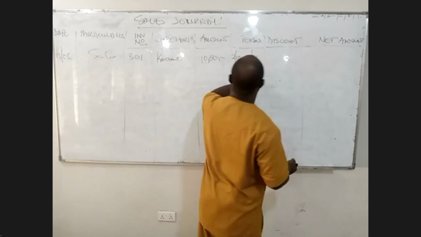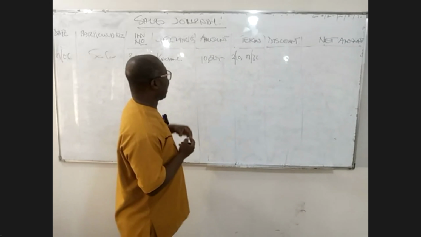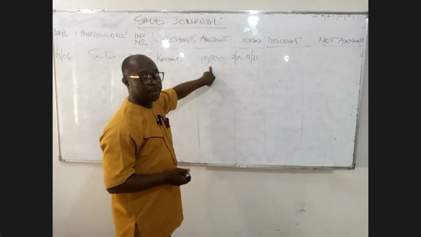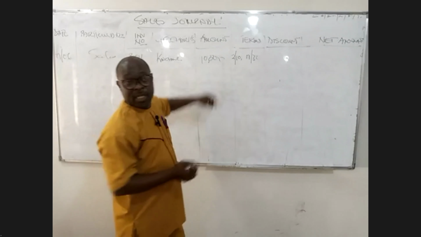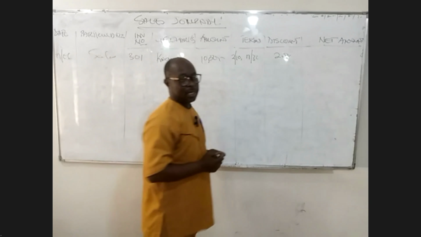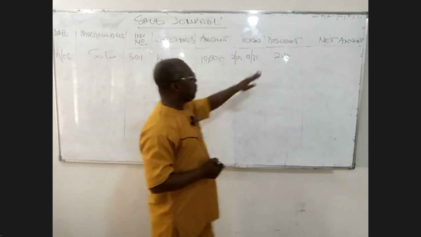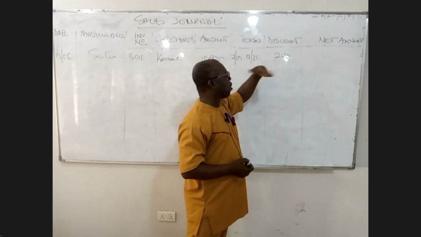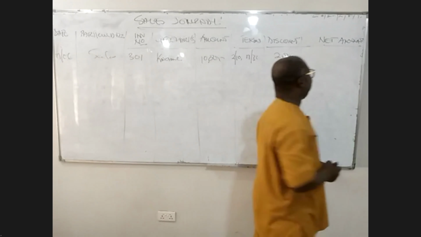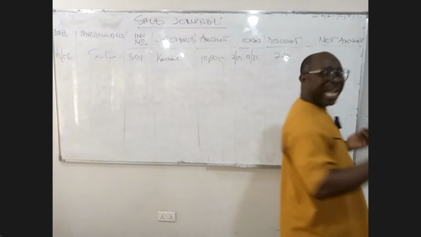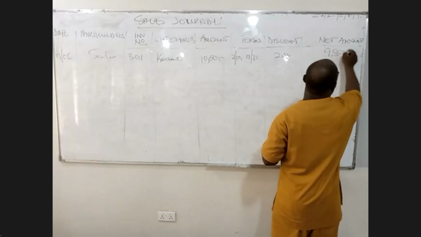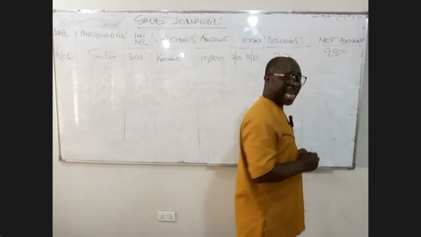So here, if they are taking advantage of the discount, 2% of this is what? 2% of this is 200. Are we okay? So if we are giving them a discount of 200, at the end of the day, how much will they be paying? 9,800. And you see that it's very easy.